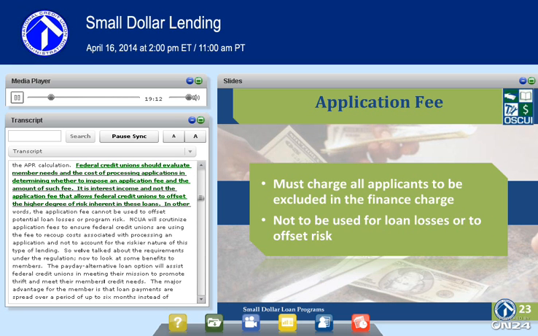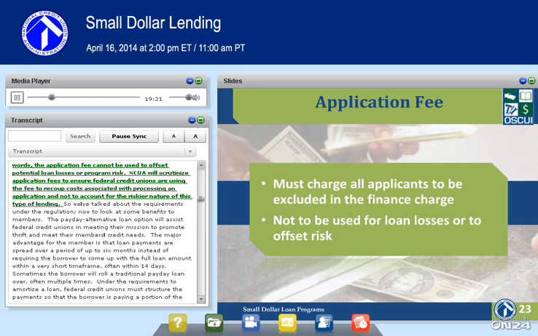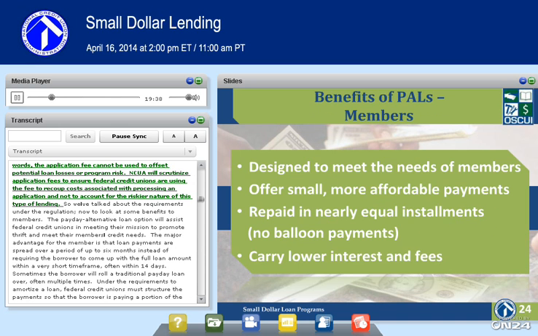It is interest income and not the application fee that allows federal credit unions to offset the higher degree of risk inherent in these loans. In other words, the application fee cannot be used to offset potential loan losses or program risk. NCUA will scrutinize application fees to ensure federal credit unions are using the fee to recoup costs associated with processing an application and not to account for the riskier nature of this type of lending.